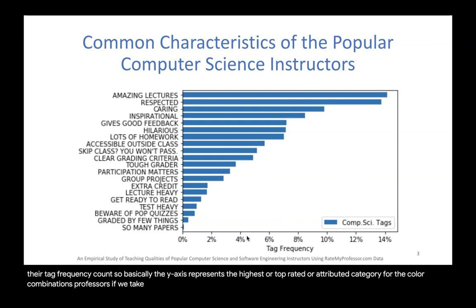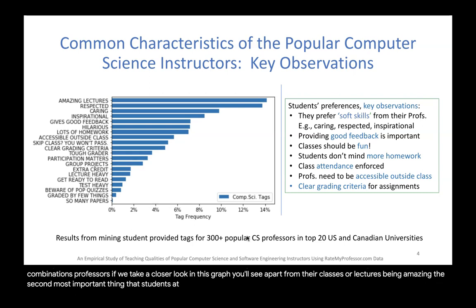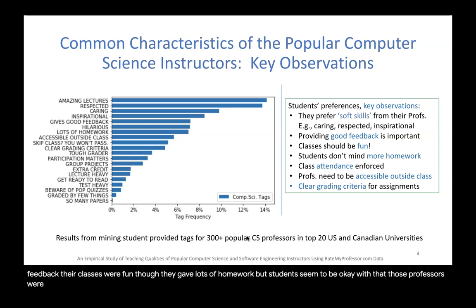So if we take a closer look into this graph, you'll see, apart from their classes or lectures being amazing, the second most important thing that students attributed to their popular professors is their soft skills. Also, they gave good feedback, their classes were fun. Though they gave lots of homework, students seemed to be okay with that. Those professors were accessible outside the class, and also if you skip their classes, you won't pass. They had clear grading criteria, and so forth.